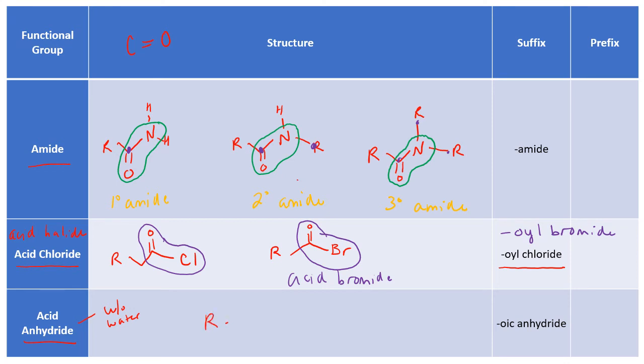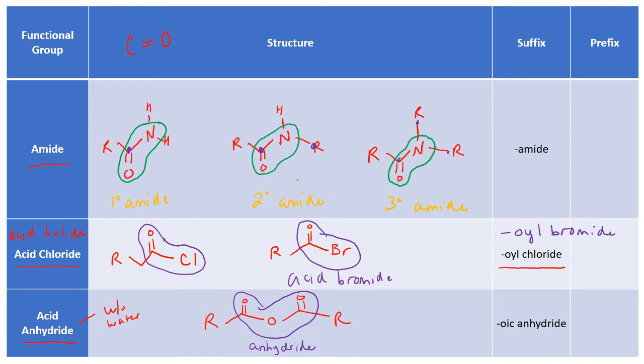So if we have an R group, and then we have our carbonyl, off of our carbonyl we have an oxygen, and then we have another carbonyl group. And the R chains could be symmetrical or unsymmetrical on either side. But this part of the molecule, right here, those two carbonyls with the oxygen in the middle, that is the anhydride part.